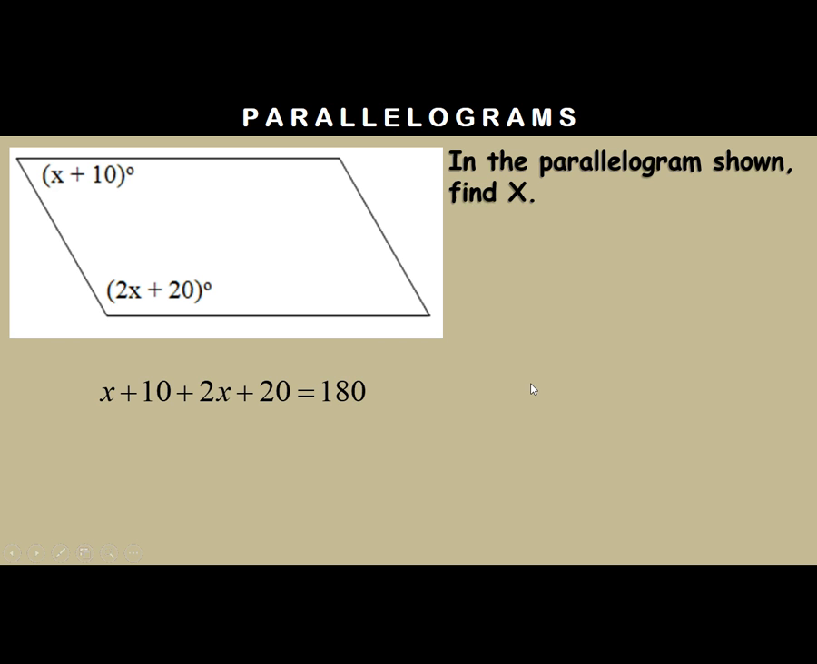X plus 10 plus 2x plus 20 is equal to 180. We combine our like terms and solve for X. Simply subtract 30 and divide by 3. And in this case, we get X is equal to 50. That's the hard version of those problems.